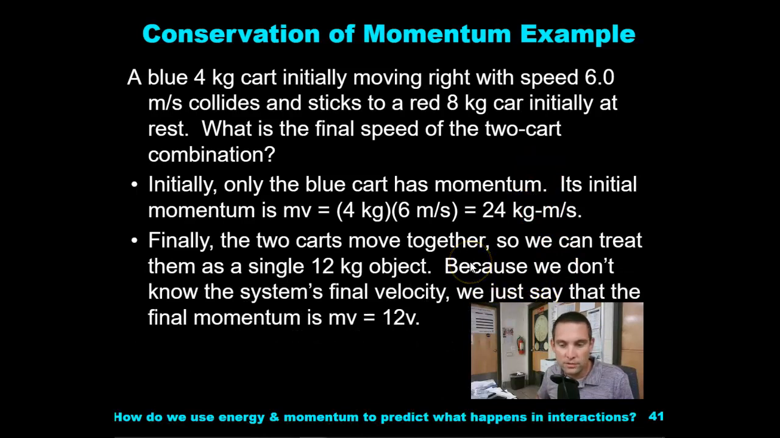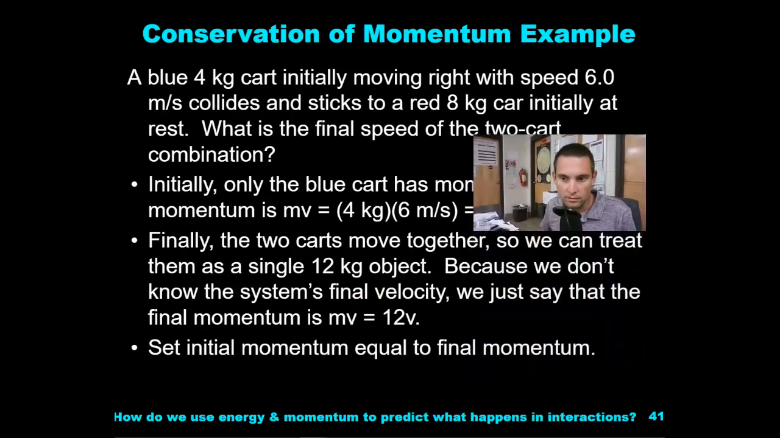Finally, the two carts move together so we can treat them as a single 12 kilogram object. Because we don't know the system's final velocity, we just say the final momentum is 12v. So 12 times the final velocity. Set the initial momentum equal to the final momentum.